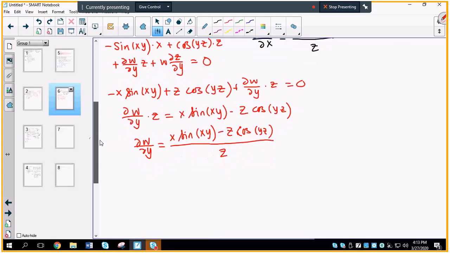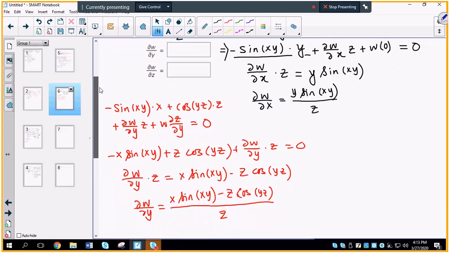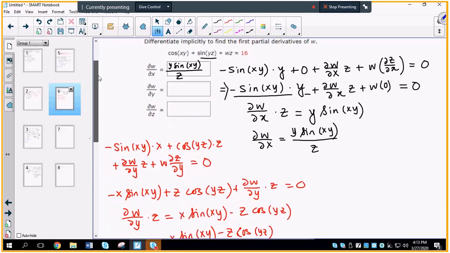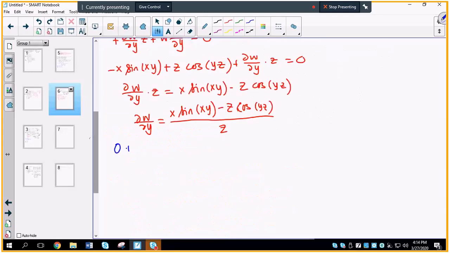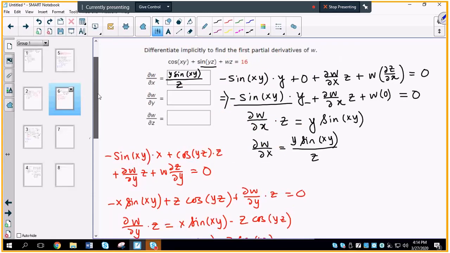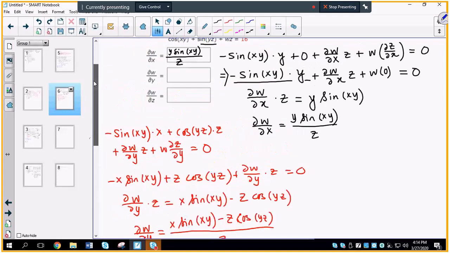Okay, so your third one is going to be finding the partial derivative with respect to z. So I'm going to again look at the same function cosine xy and see it is not going to have any derivative with respect to z because z is absent in the first term. So we'll start with 0. And then plus you have sine of yz. So you will get cosine of yz times the derivative of yz with respect to z, which is y. And then you have z times w.